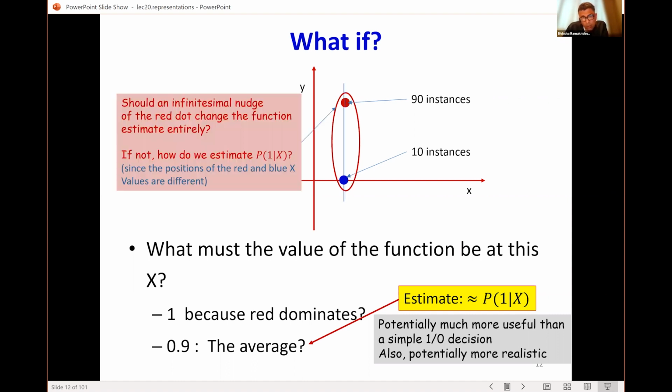But now, what if these instances were not all exactly at x, but they were off by a tiny little bit, by say 10 raised to minus 15 or 10 raised to minus 17, which is the resolution you can represent with doubles. Now, if all of these were slightly off, does it suddenly become more meaningful to find a function which goes up and down at each x? Or does it make more sense to say that in this range, the function value must be 0.9? Which of these two makes more sense?